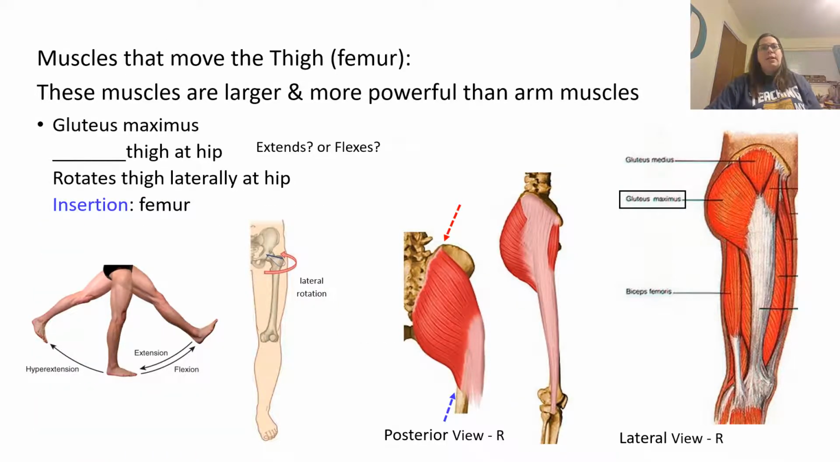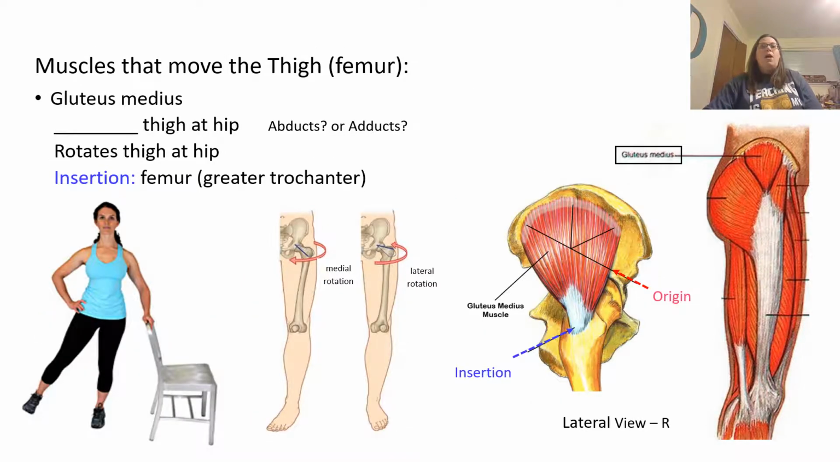All right, moving on down into the leg, let's talk about the muscles that move the thigh or the femur. These muscles are larger muscles and more powerful than the arm muscles that we just talked about. So the first one is the gluteus maximus. The gluteus maximus is going to help you extend the thigh at the hip. So it's going to allow you to be able to straighten your leg. It also helps you rotate your thigh laterally, so out to the side, and its insertion is found on the femur. The gluteus medius is going to help you abduct the thigh at the hip, and it also helps you rotate your thigh at the hip. Its insertion is also on the femur, and it's going to be inserted on that greater trochanter that we learned as that marking on the femur.